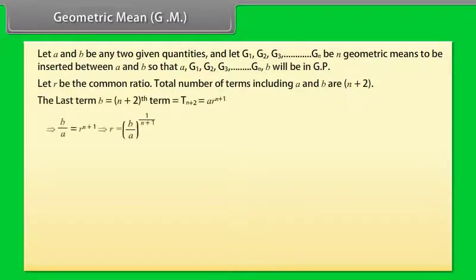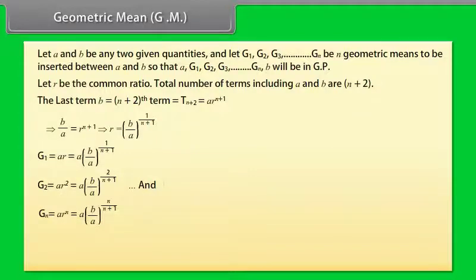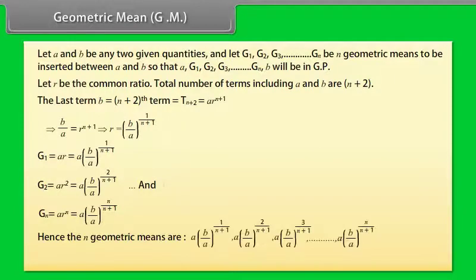The last term b is a into r to the power n plus 1. G1 is equal to a into r is equal to a into b by a raised to power 1 by n plus 1. G2 is equal to a into r square is equal to a into b by a raised to power 2 by n plus 1. So on. And Gn is equal to a into r raised to the power n is equal to a into b by a raised to power n by n plus 1. Hence, the n geometric means are these, which can be inserted between a and b.